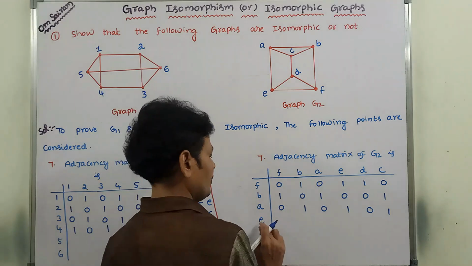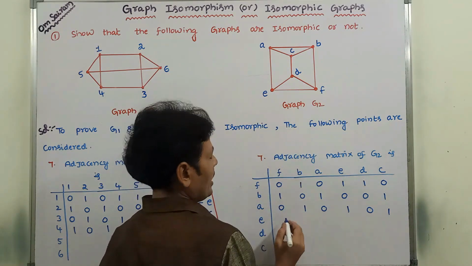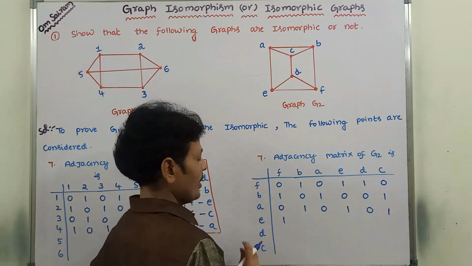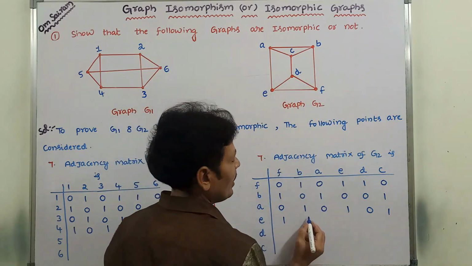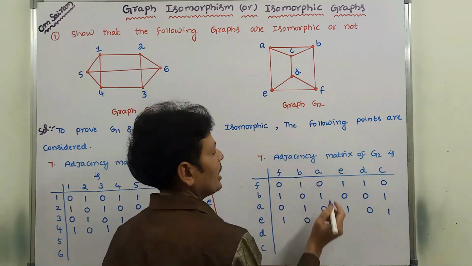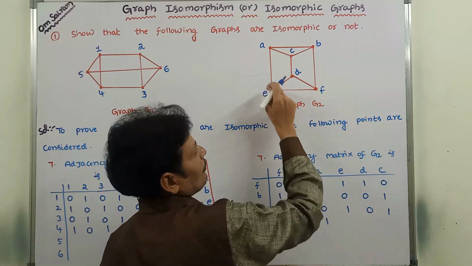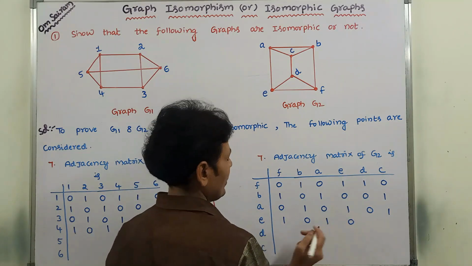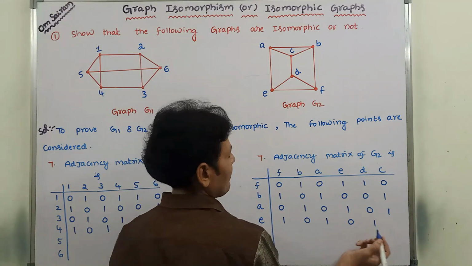Next here, E to F, there is an edge between E and F, so its value is 1. E to B, there is no edge between E and B, so its value is 0. E to A, there is an edge between E and A, so its value is 1. E to E, there is no self loop here at E, so its value is 0. E to D, there is an edge between E and D, so its value is 1.